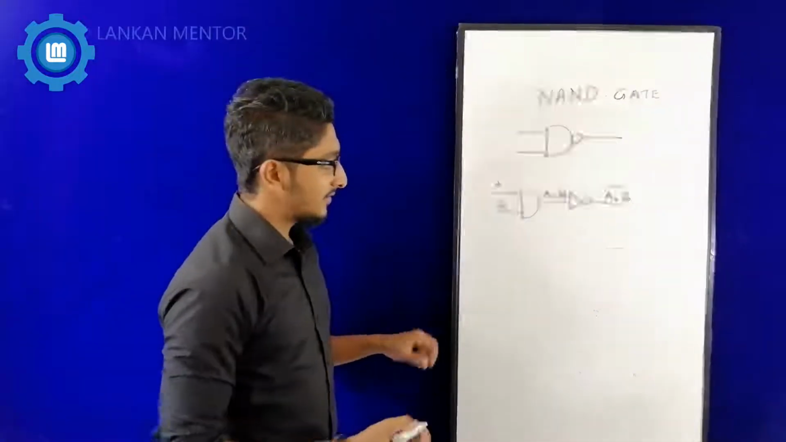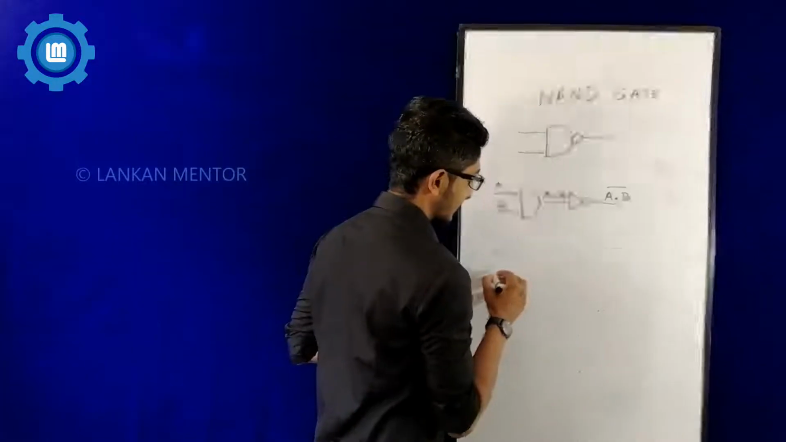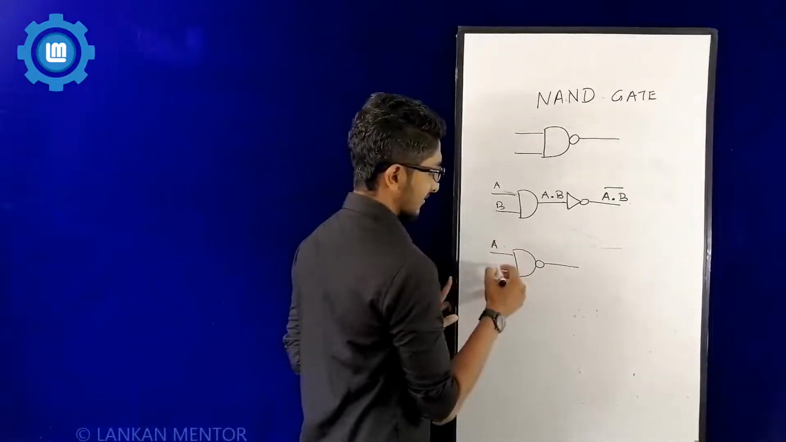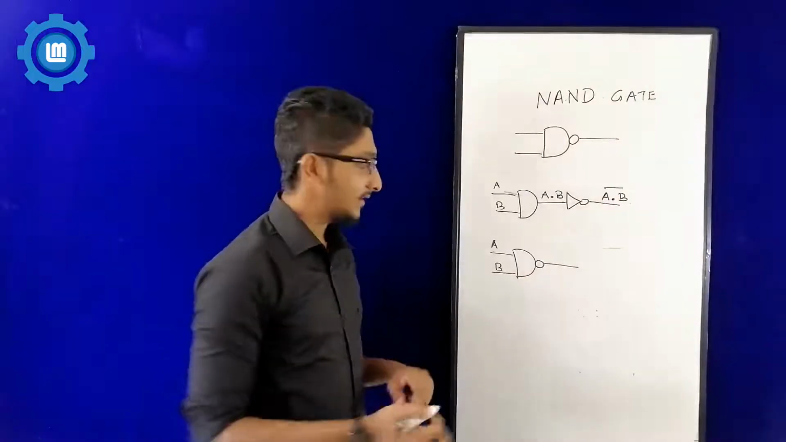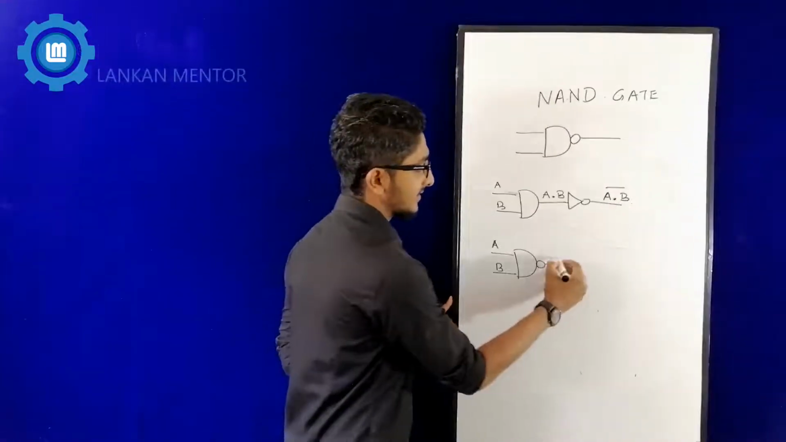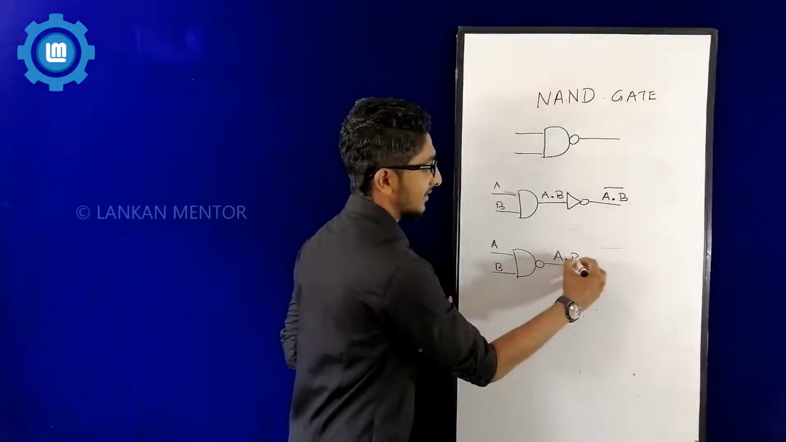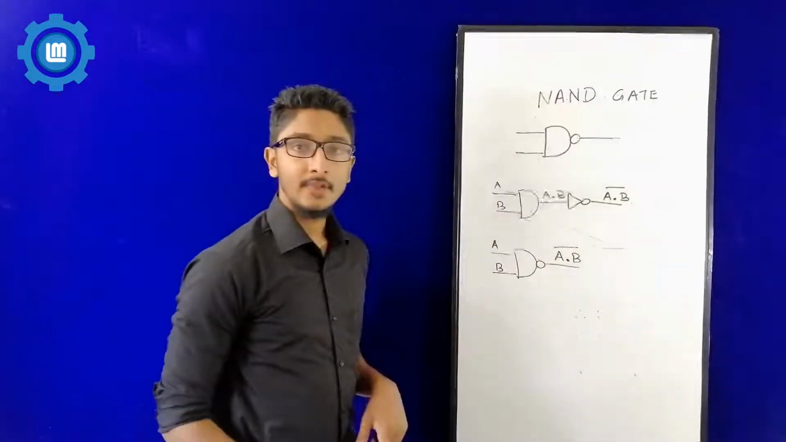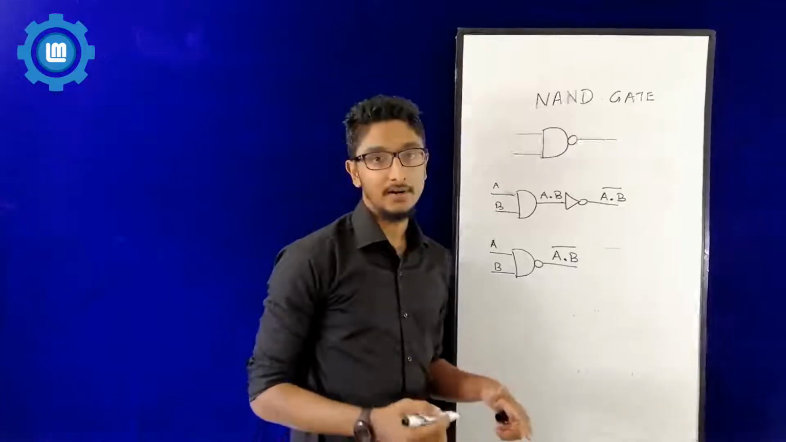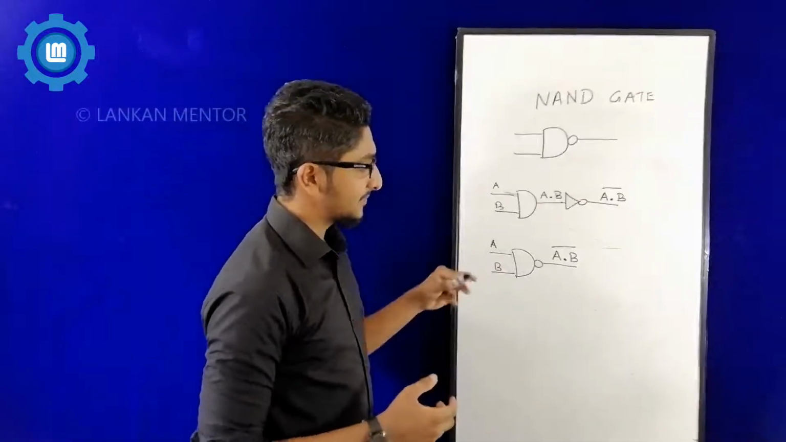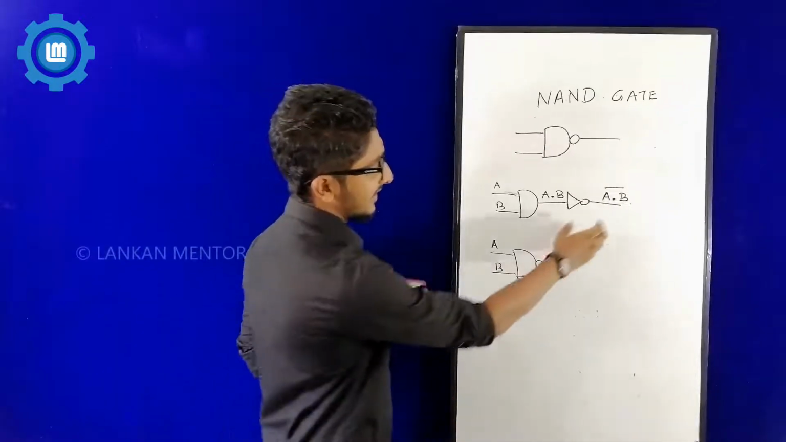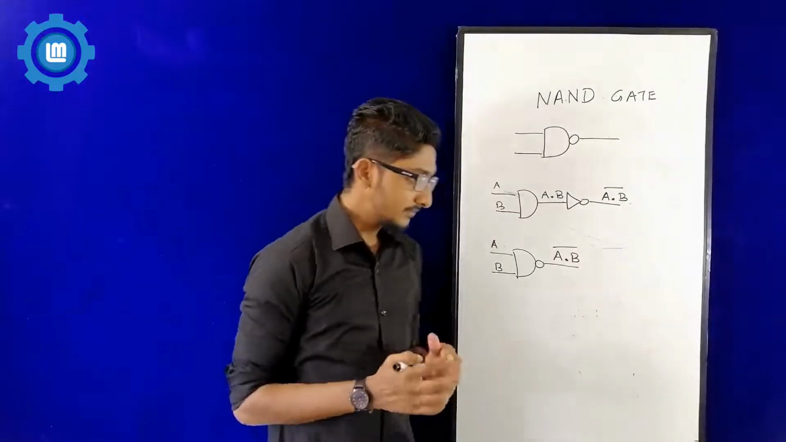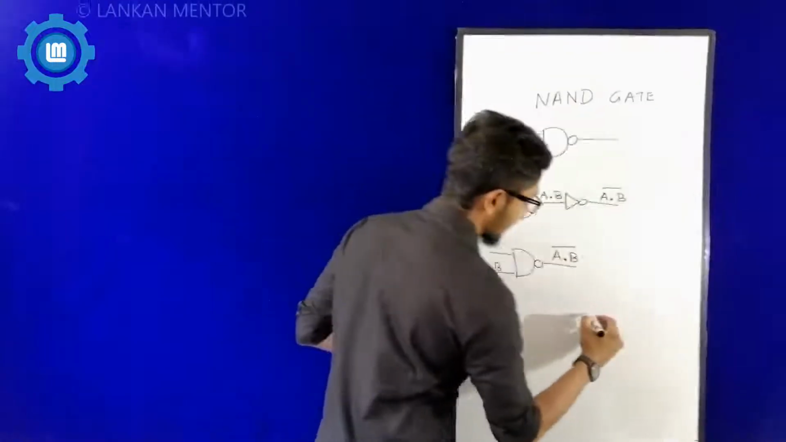Okay? So now if you have the NAND gate for the same inputs, A and B, first you do the AND gate, A dot B, and then you do the NOT part, A dot B bar. So this is how it is made, right? The same output over here. So then let's go to the truth table.